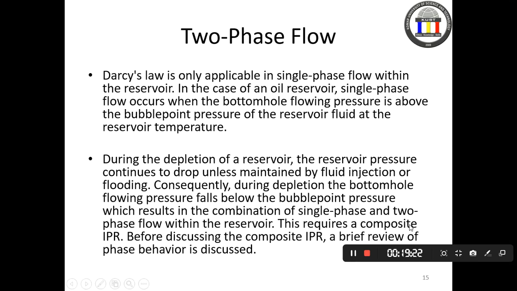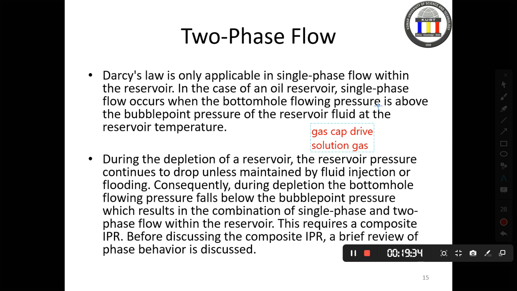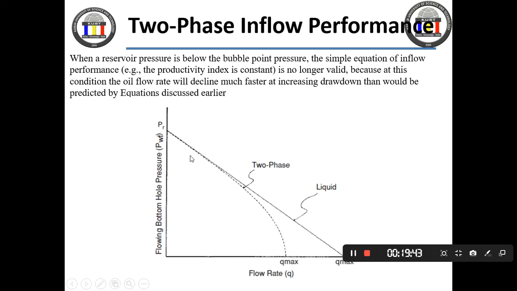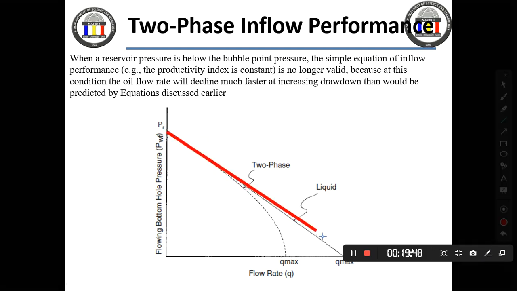So where does this two-phase flow usually occur? When we have gas drive, or solution gas drive, or a combination of both. In this case, the IPR which we drew previously is not valid. The line is not going to be straight. Actually, it's going to be curved like this one. So it shows that there are two phases now.